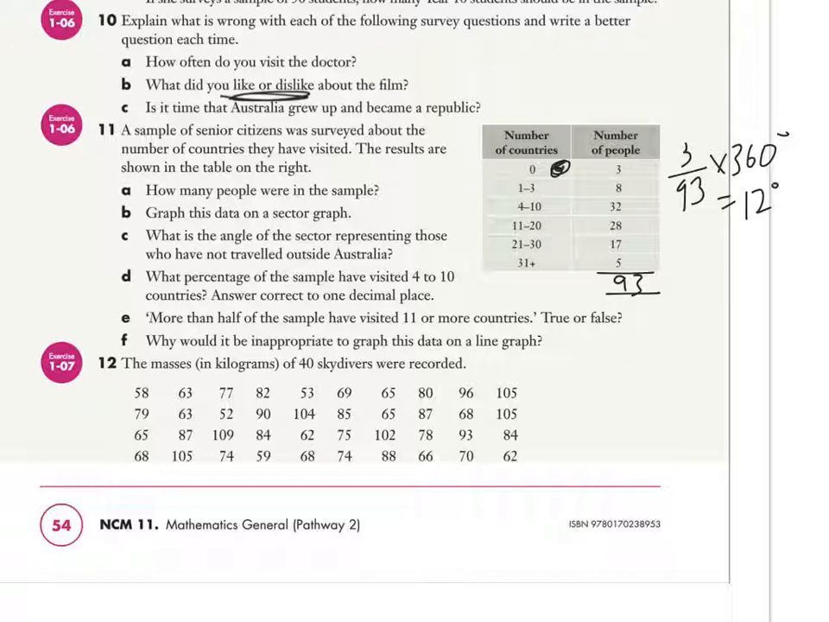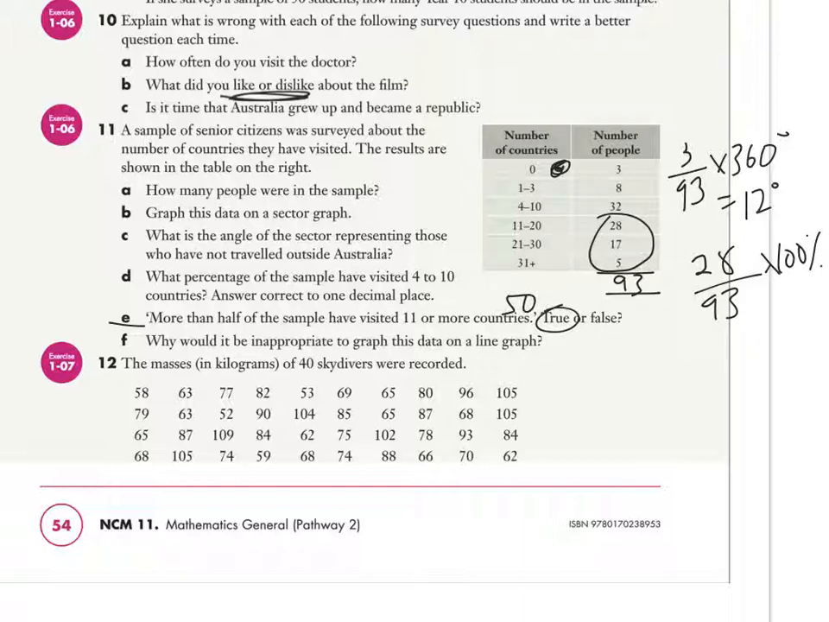Alright, what percentage visited 4 to 10? So there's 28 out of 93 times 100, because you want it this time in a percent. More than half of the sample had visited 11 countries or more. Okay, 11 countries or more, if you add up those, you get 50, that's more than half, so it's true.